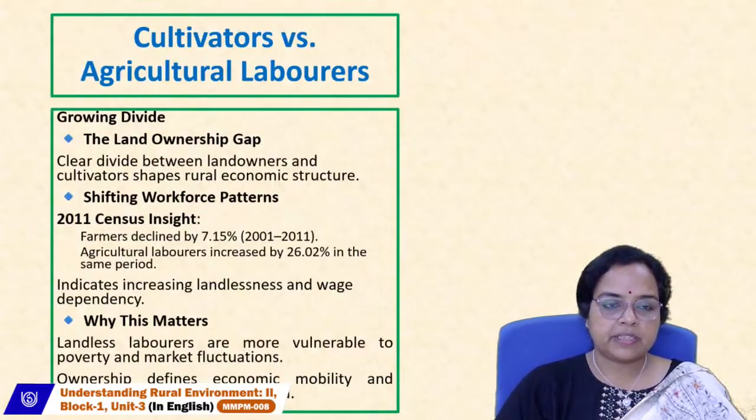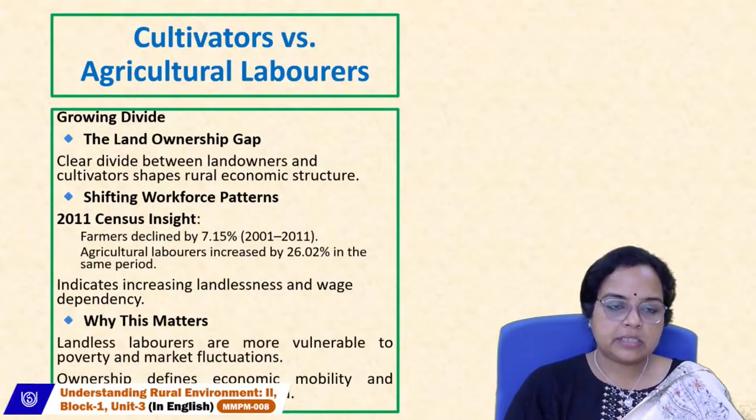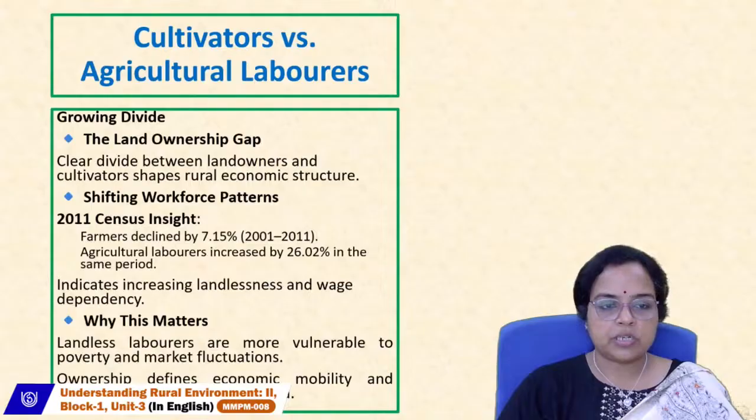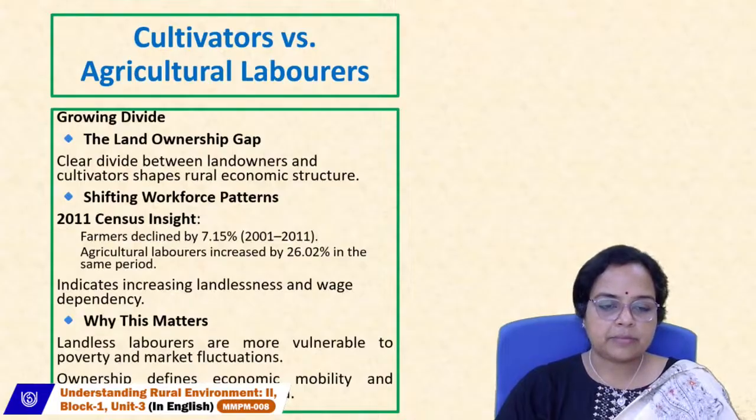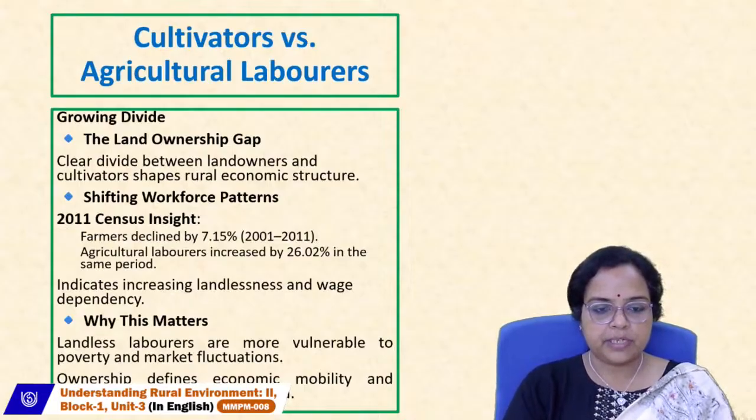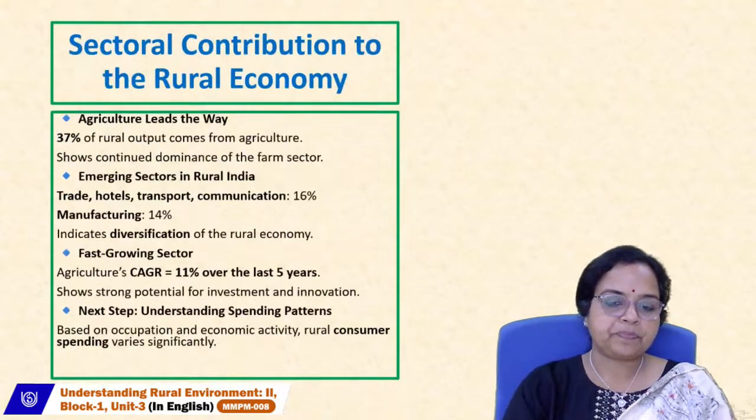Cultivators versus agricultural laborers. On land ownership, there is a gap between cultivators and agricultural laborers. Few have land, few do not have land. This establishes a gap between landowners and the cultivators. The number of farmers declined by 7.15% during 2001 to 2011, while agricultural labourers increased by 26.02% in the same period. Landless labourers are more vulnerable to poverty and market fluctuation because they don't have sufficient purchasing power. Ownership defines economic mobility and more purchasing power.